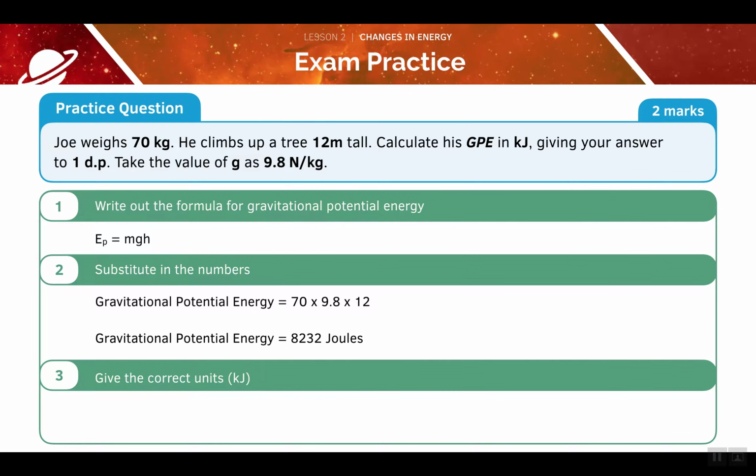Since the exam question has asked for our answer in kilojoules, we need to convert from joules into kilojoules. This means we need to go from 8,232 joules into 8.232 kilojoules. However, we need to take note that our answer should be given to 1 decimal place. This means that our final answer would be 8.2 kilojoules.